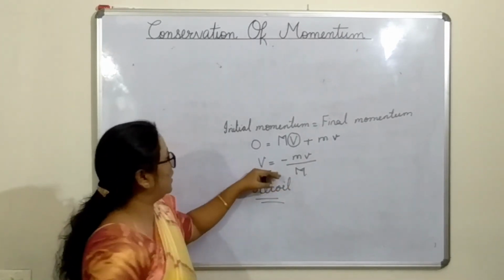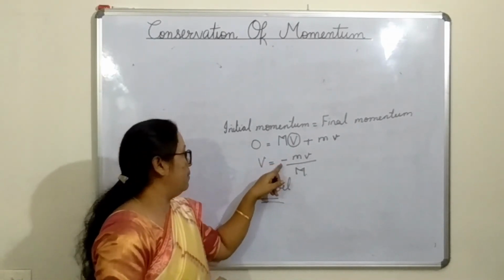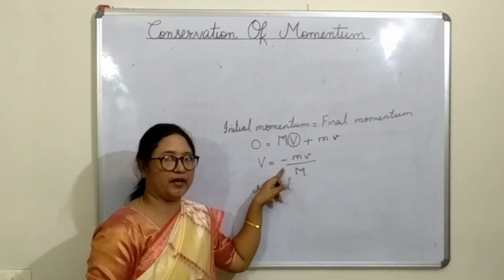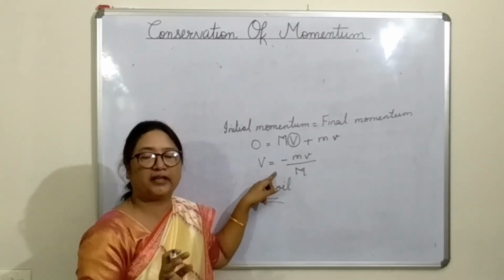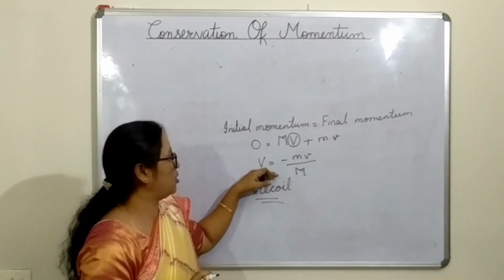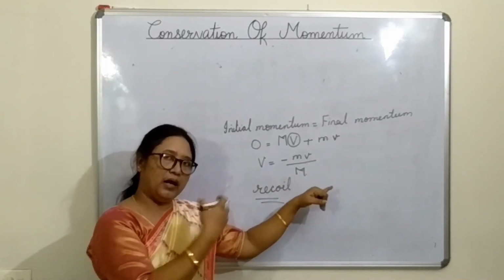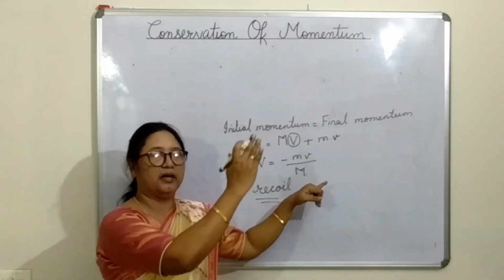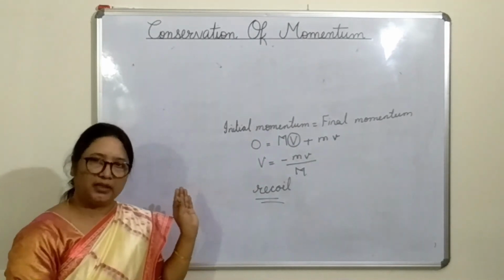So if you get the velocity with a negative sign, a minus answer, then don't panic or get confused, because this shows that this velocity is against the velocity of the other object, which is in a different direction. I hope this thing is clear to you. Thank you.